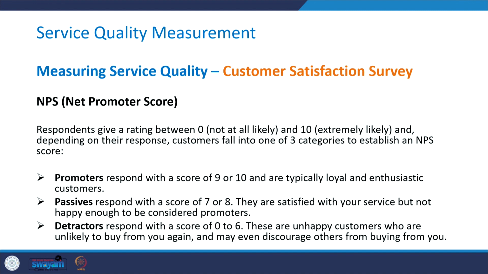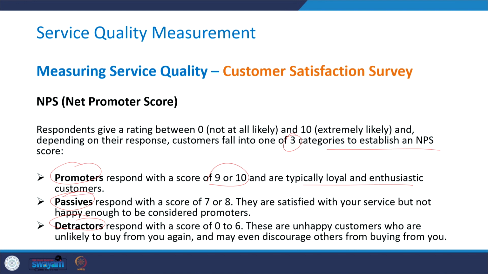NPS, going ahead, we can say that respondents give a rating between 0 and 10. There can be another scale as well, where 0 means not at all likely and 10 means extremely likely to give their recommendations. So depending on their responses, customers fall into three types of categories, right? What are these? These are promoters, passives, and detractors. Promoters respond with a score of 9 to 10. Out of 1 to 10, they always give 9 or 10, and are typically loyal and enthusiastic ones.